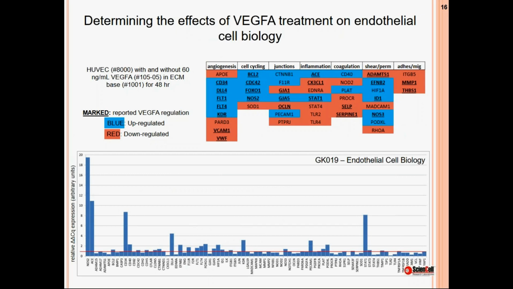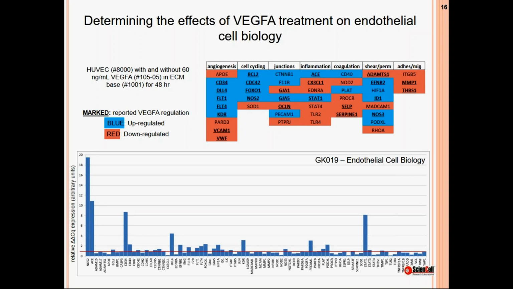We used our endothelial cell biology array that you just saw in just such an experiment, and we found several genes that were up or down-regulated as depicted in this graph of delta-delta Cq values from VEGF-treated cells relative to untreated cells. Since this is relative expression, the red line marks the reference point at 1. Anything above 1 is upregulated, and anything below 1 is downregulated. For our purposes, we only considered genes that were massively changed in expression, and those genes are listed in the upper right, highlighted in either red or blue.